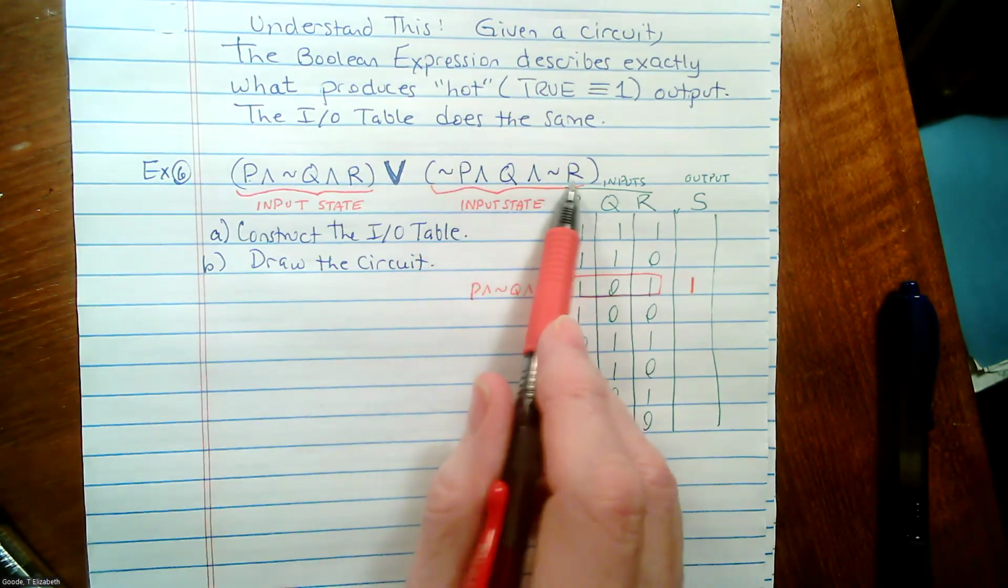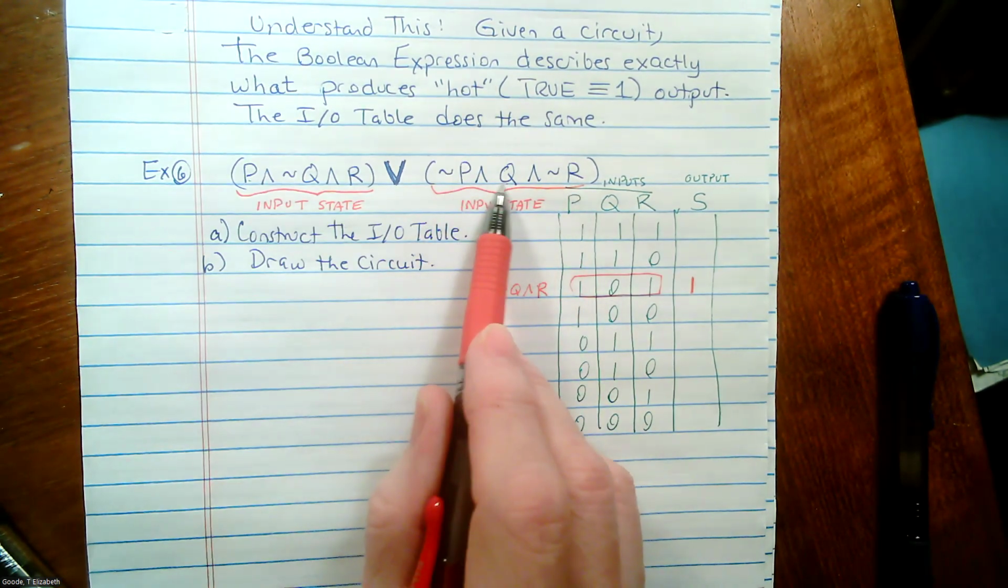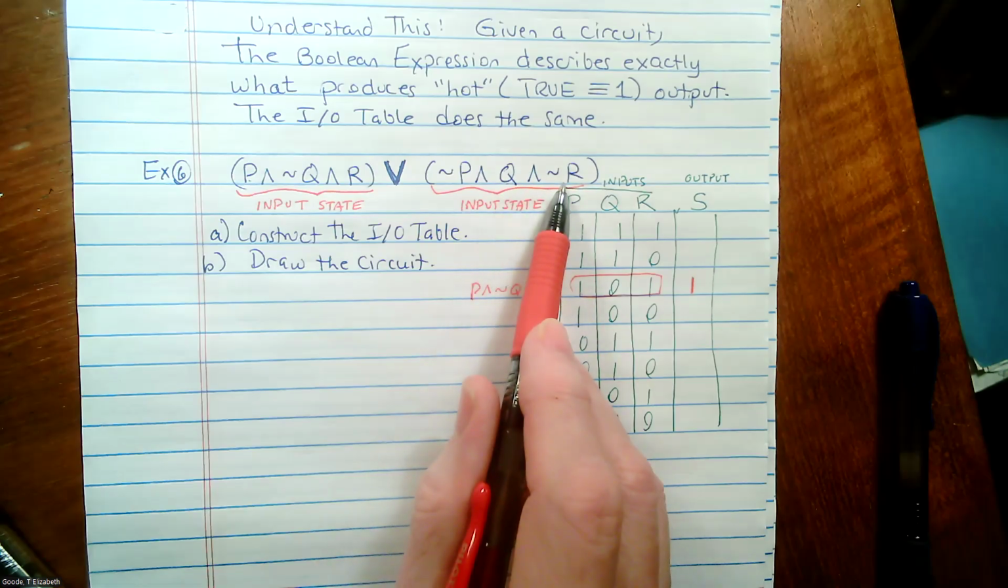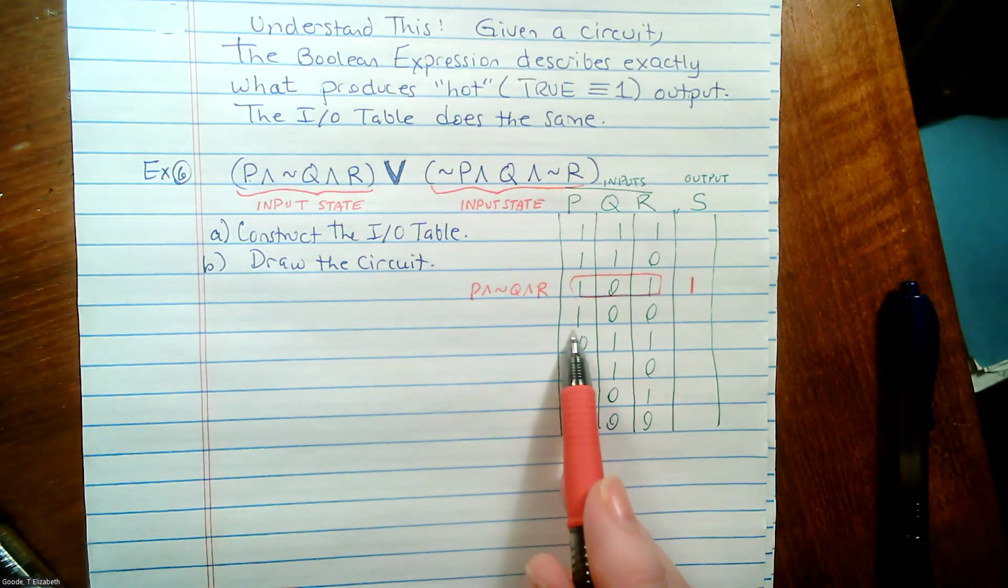All right, so let's see. We want to find the row where P is cold and Q is hot and R is cold. So P's got to be cold. It's got to be one of these bottom 4, right?